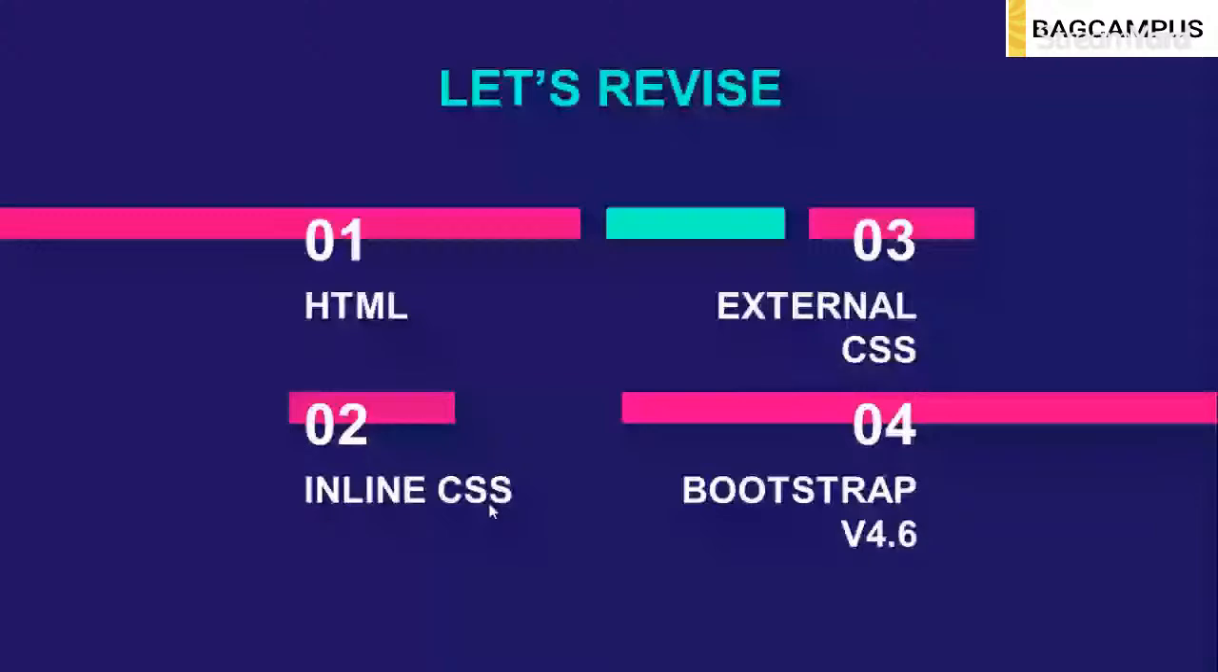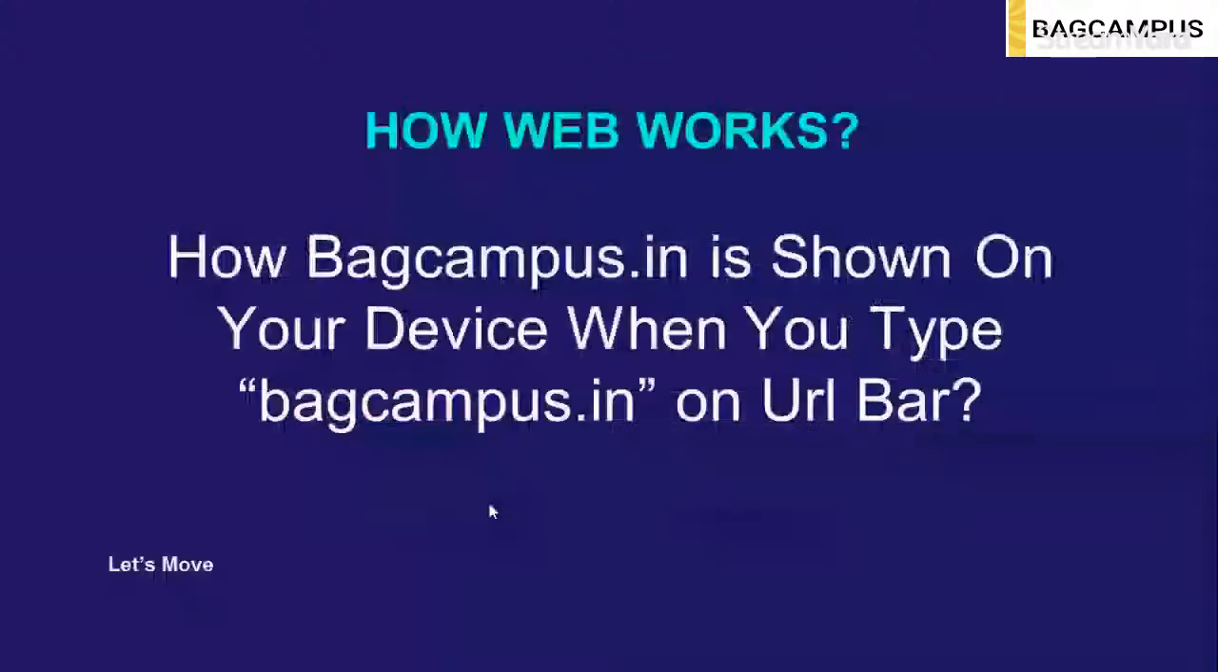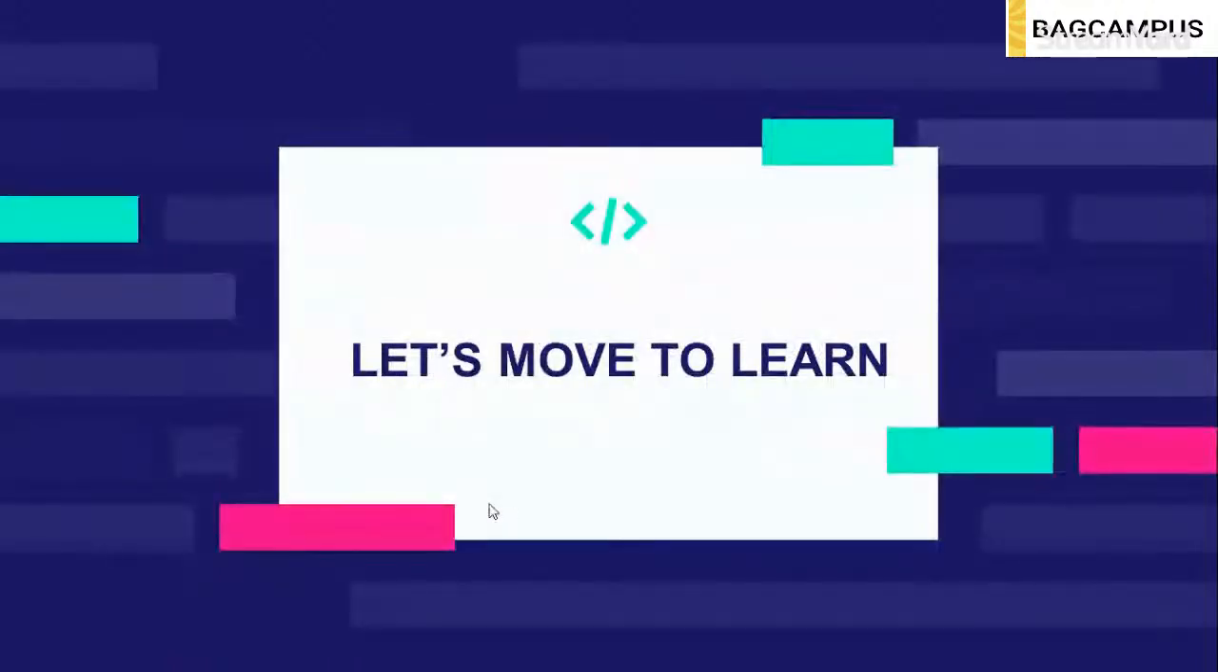So we firstly discussed how it works. When you type backcampus.in on your URL bar on any browser, whether it is Chrome, Opera, or many other browsers, how does it show the content on backcampus.in? It will work with the DNS servers and it will show what is hosted on that part. So it is hosted with HTML. It is coded in HTML, CSS, and many other programming languages. So it looks like that.